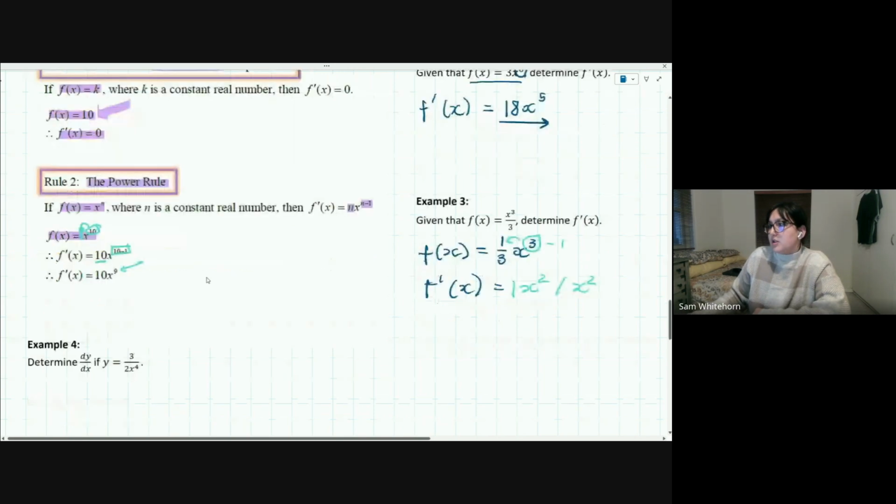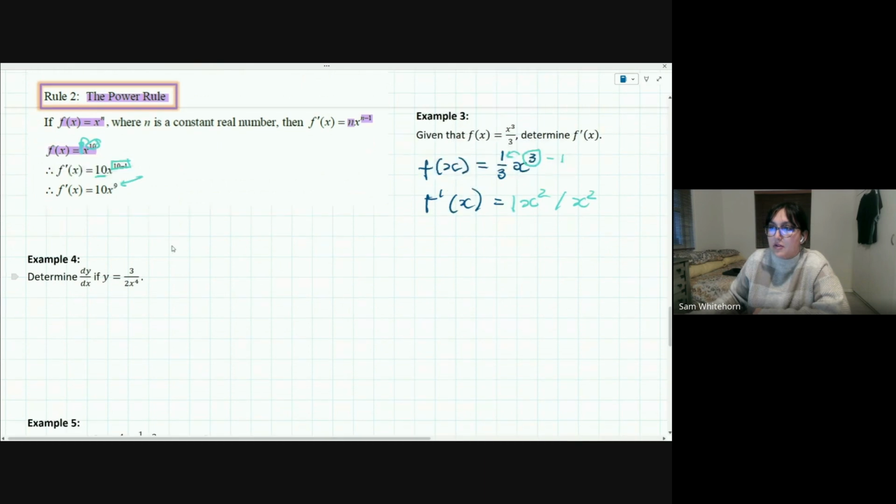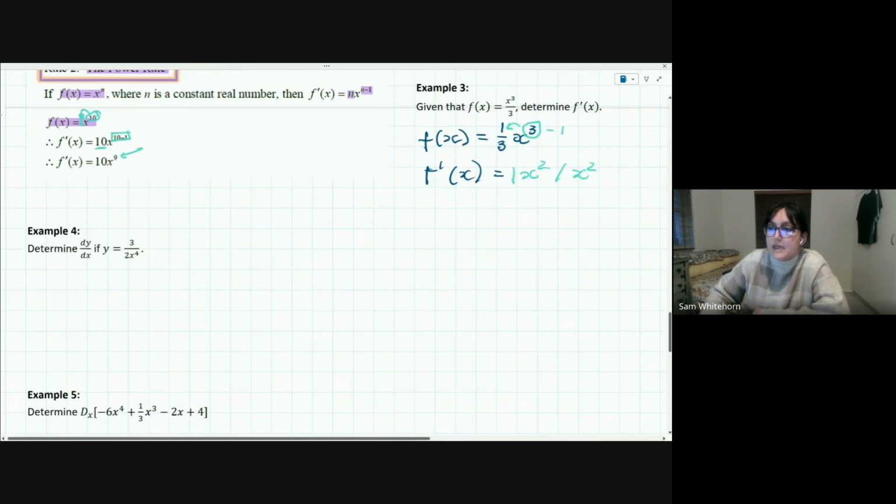If we have a look at example 4, I'll make this a bit smaller for you to screenshot everything in a second. Again, the formatting is important, but we've also got a new notation that we need to be careful of here. So determine dy over dx. This is the derivative. That's all this is saying. Okay, so determine the derivative.